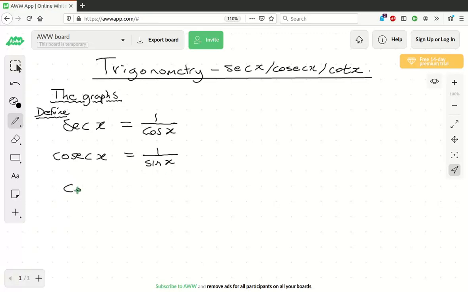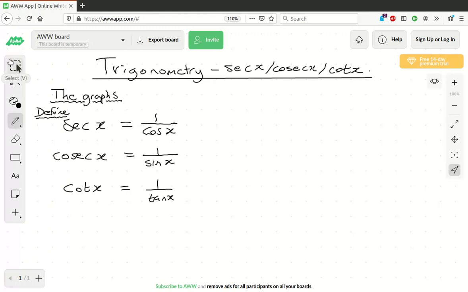Finally, we've got the third function, cot x, and that's 1 over tan x. So we've just got these new functions. They are literally the reciprocal trig functions. That's what all of them are. They are the reciprocal of a trig function.